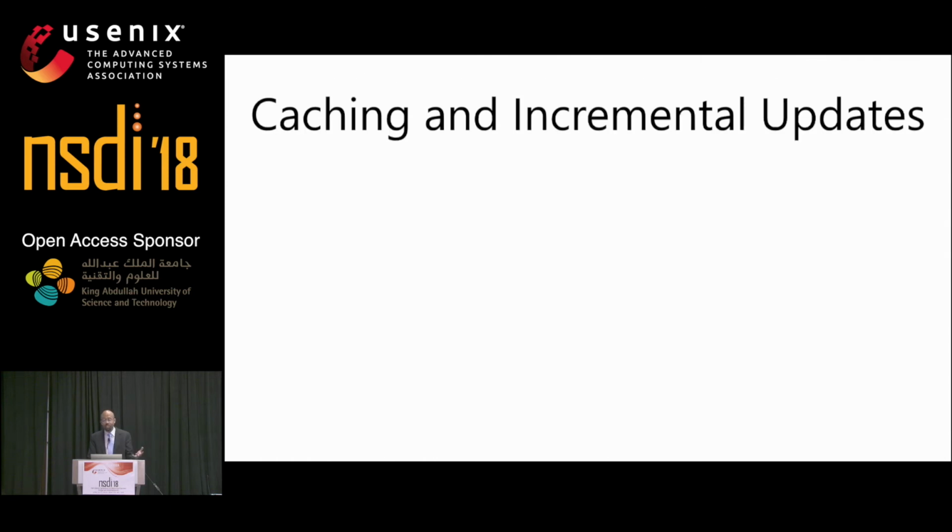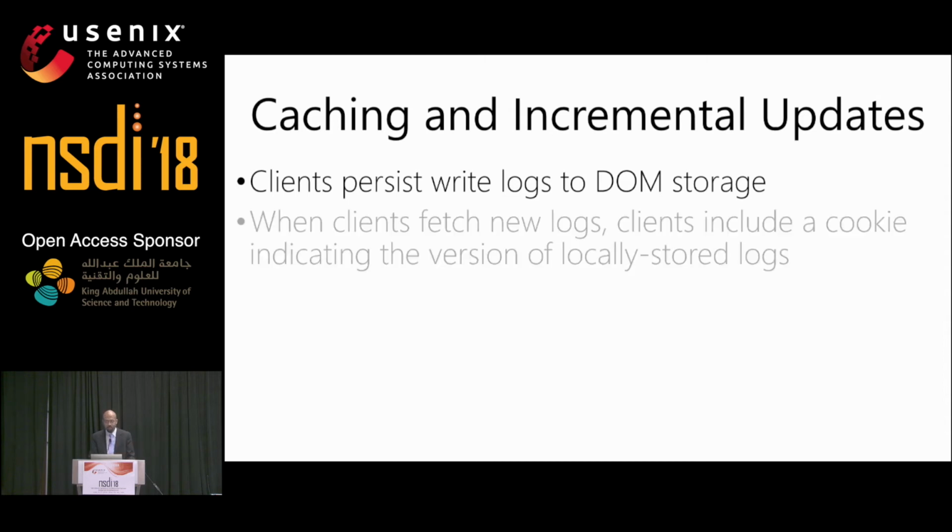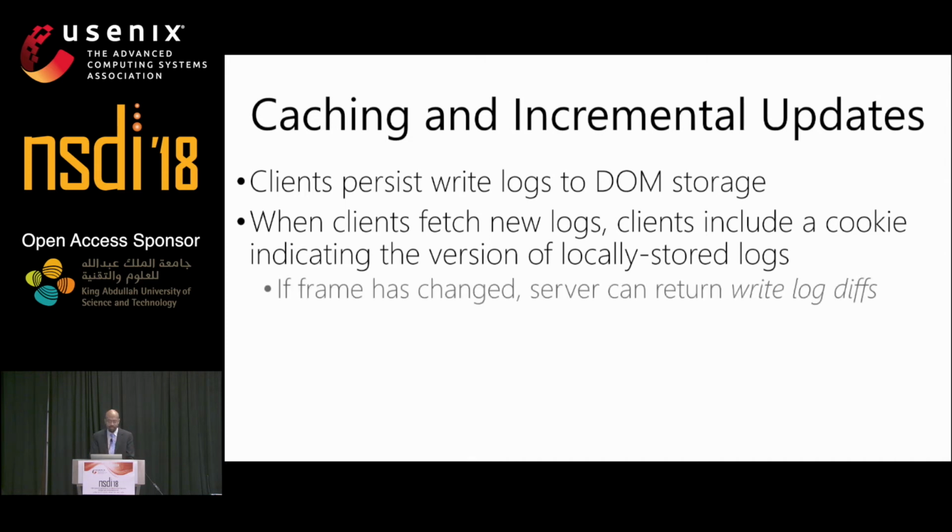So let me briefly describe how Prophecy supports client-side caching. The approach is actually pretty simple. Clients are going to persist the write logs that they receive from a server in DOM storage. When clients have to fetch a new version of the logs, that is to say, when the client has to fetch the frame for a second time, the client's going to include a cookie in the request that's going to indicate the version of the logs that the client has stored locally.